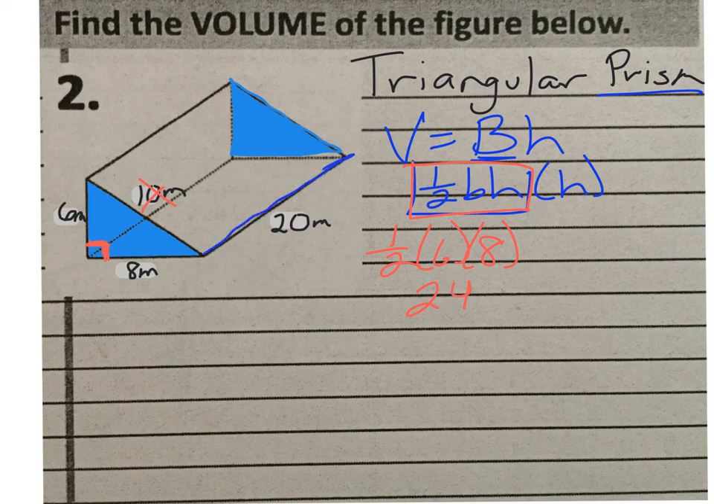The height of the object is always what connects the two bases together, and it's the number you haven't used yet, which is the 20. So then you multiply that times 20. You get your final answer of volume equals 480, and this has meters on it, so it's cubic meters. We're trying to see how many cubes would fill up this object because it's inside, meaning volume.